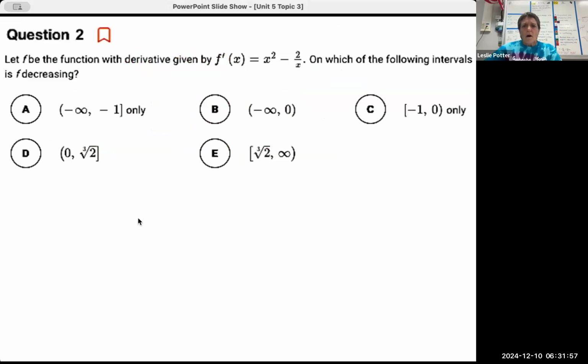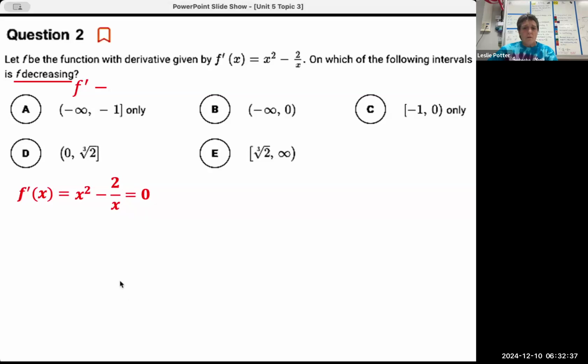So let's do that on this example here. It says let f be a function with the derivative given by f prime equals x squared minus 2 over x, on which of the following intervals is f decreasing. And so in this case, there's no restriction in the domain. We're going from negative infinity to positive infinity. And so we already have the derivative. There's no differentiation involved, but we do need to find the critical points. And then, after we test each interval, we're going to look for where the derivative is negative.